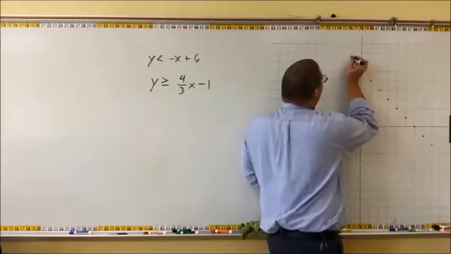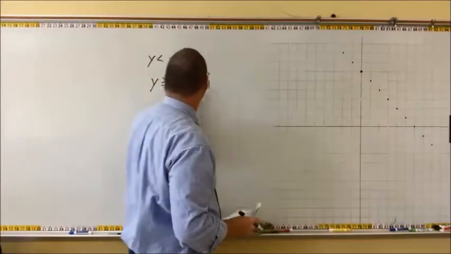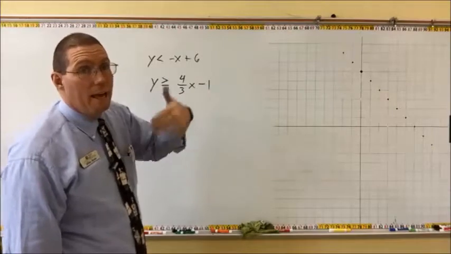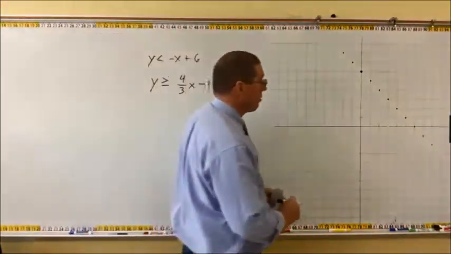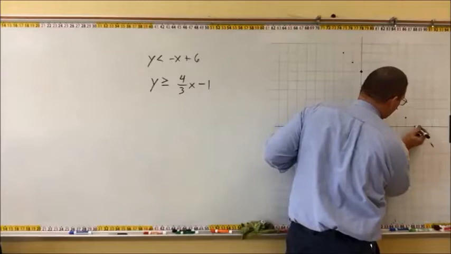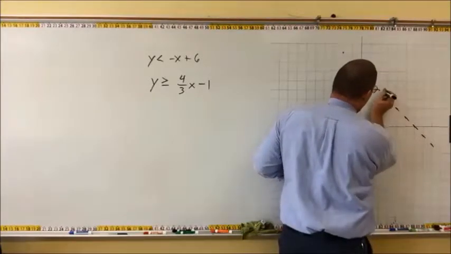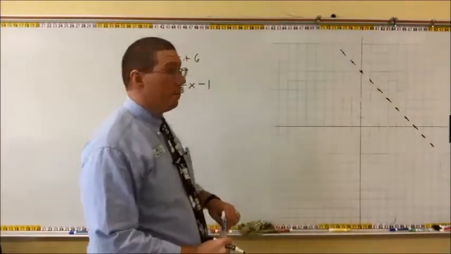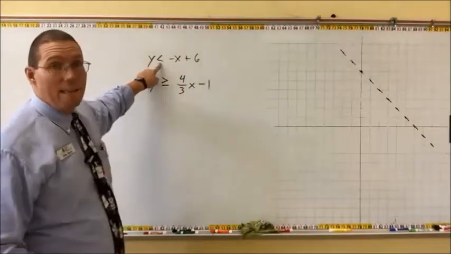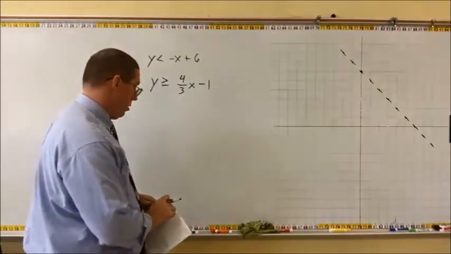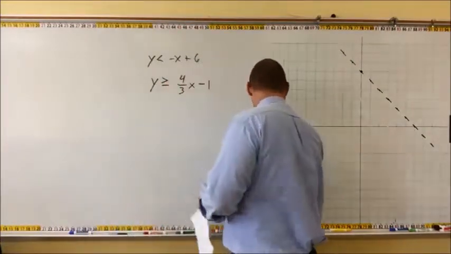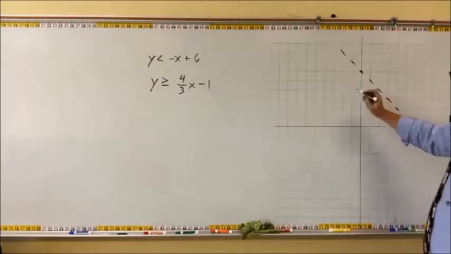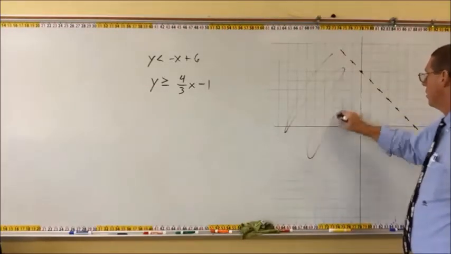And does it say or equal to? No, it's just less than, which means the line is going to be a dashed line, not a solid line. So dash, dash, dash, it's a dashed line, okay? And it says y is less than. That means we want to shade below. Okay? So from here below, go vertically down, and it's down here. So we're shading this region here.